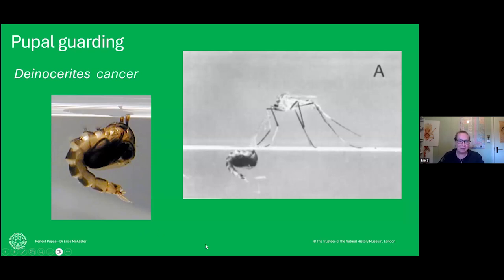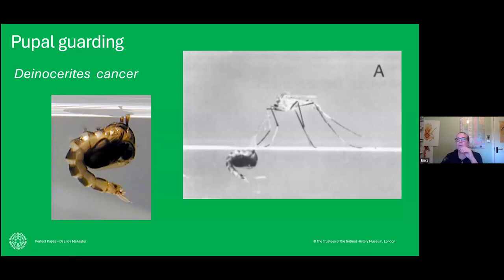Thankfully, I spent a little bit of time in the Caribbean. I got quite obsessed by this species. It lives in crab burrows, so I had lots of fun. But what happens behind closed doors in the crab burrow was very naughty, because you get what's called pupal guarding. So this is a Deinocerites. I can't pronounce that. Sorry, cancer. You can see where it lives in a crab burrow, can't you?